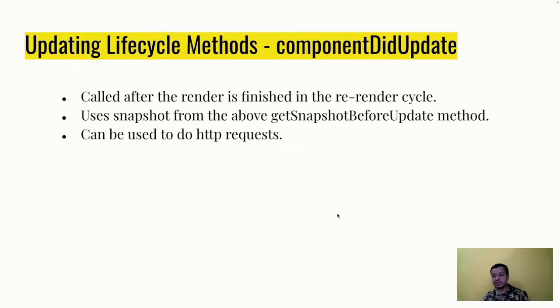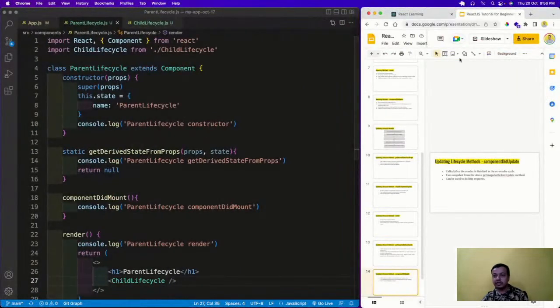How is the state changed? Just like in the form example, when we were typing something, the state was changing. So whenever the state is changing, the updating phase runs, and the mounting phase doesn't run. Tomorrow we're going to do hooks, and we're going to see some good examples there also.